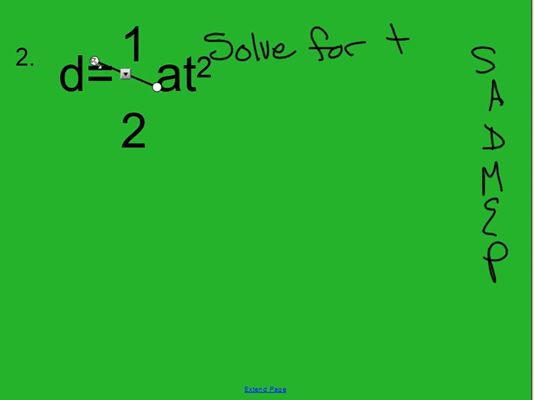All right, that's what I meant to do. Okay, so we have d equals 1/2 times a times t squared. The variable that I'm looking to solve for is t, and I need to get it completely by itself. So let's take a look at SADMEP.